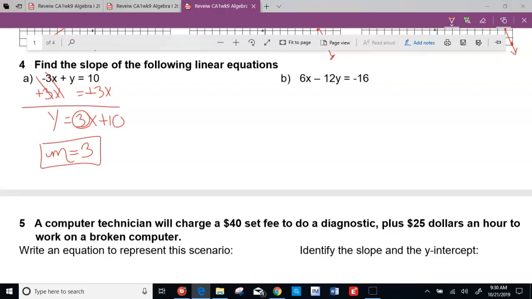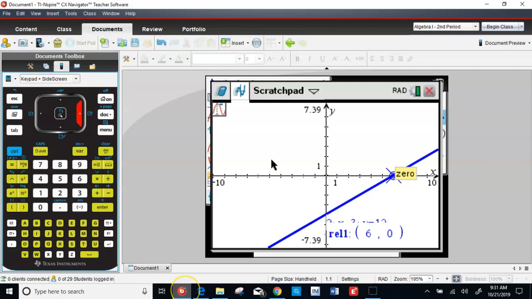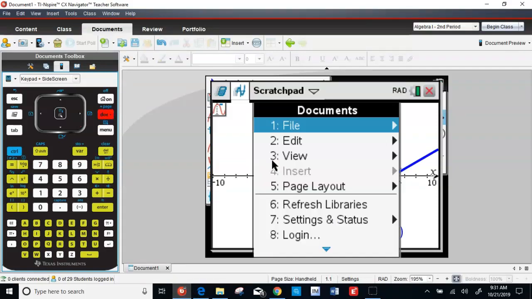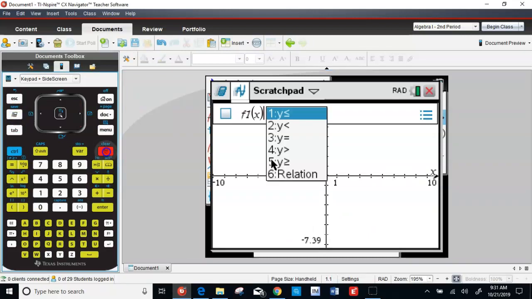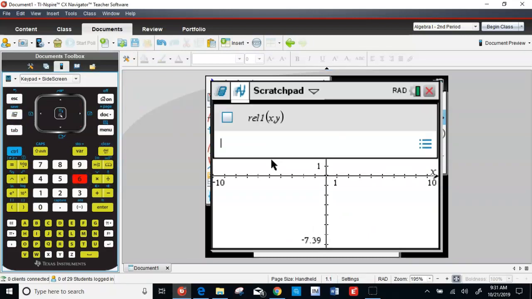Part B, I'm going to do something a little similar. What I'm going to do first is show you how to do this with the calculator because it's in standard form. 6x minus 12y equals -16. So I'm going to go to my calculator. I'll clear out whatever I had there, pressing Ctrl+B. And because this is in standard form, it has to be graphed as a relation. So I'll go ahead and graph it.